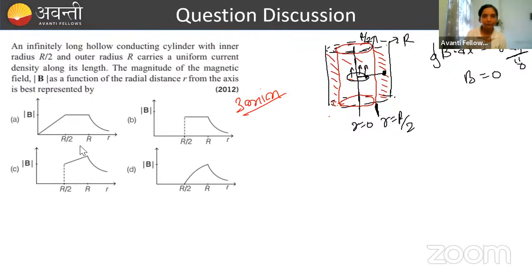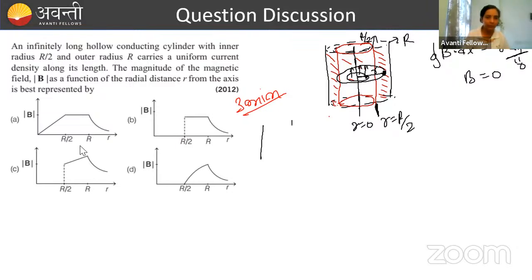Suppose I take this distance as a smaller variable r. So the Ampere loop will be of this radius, right? Now again we need to do the same thing: B dot dl equal to mu naught I enclosed. So calculate the current flowing through this cross section. So what will be the current flowing through this cross section?